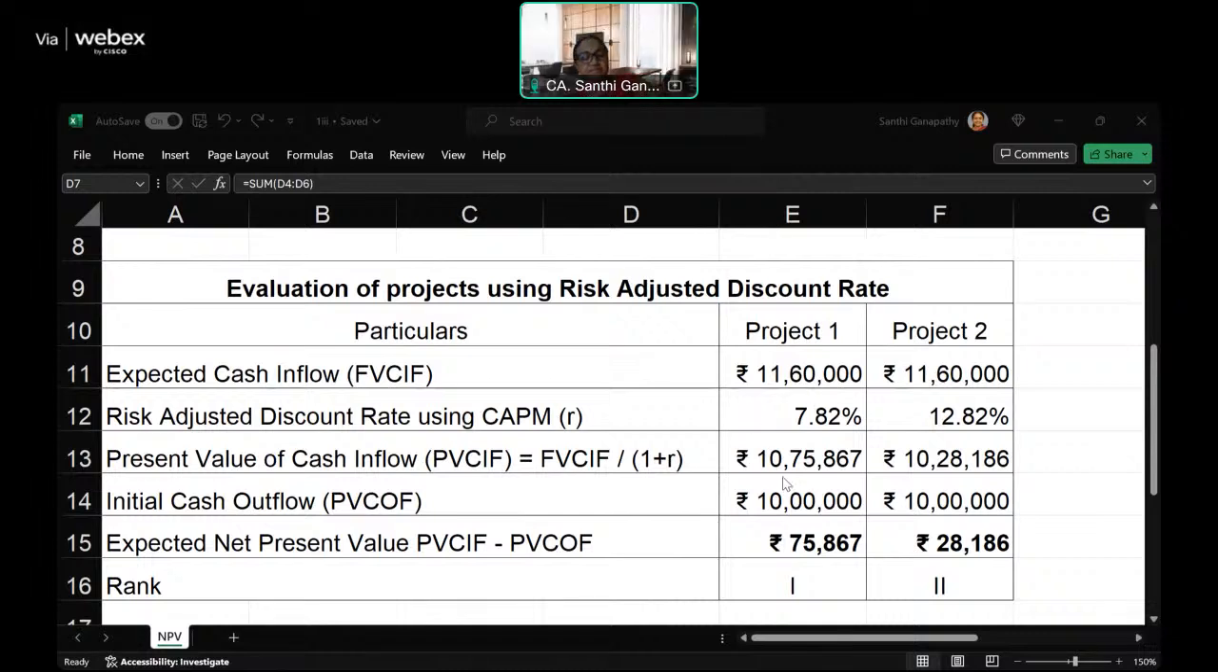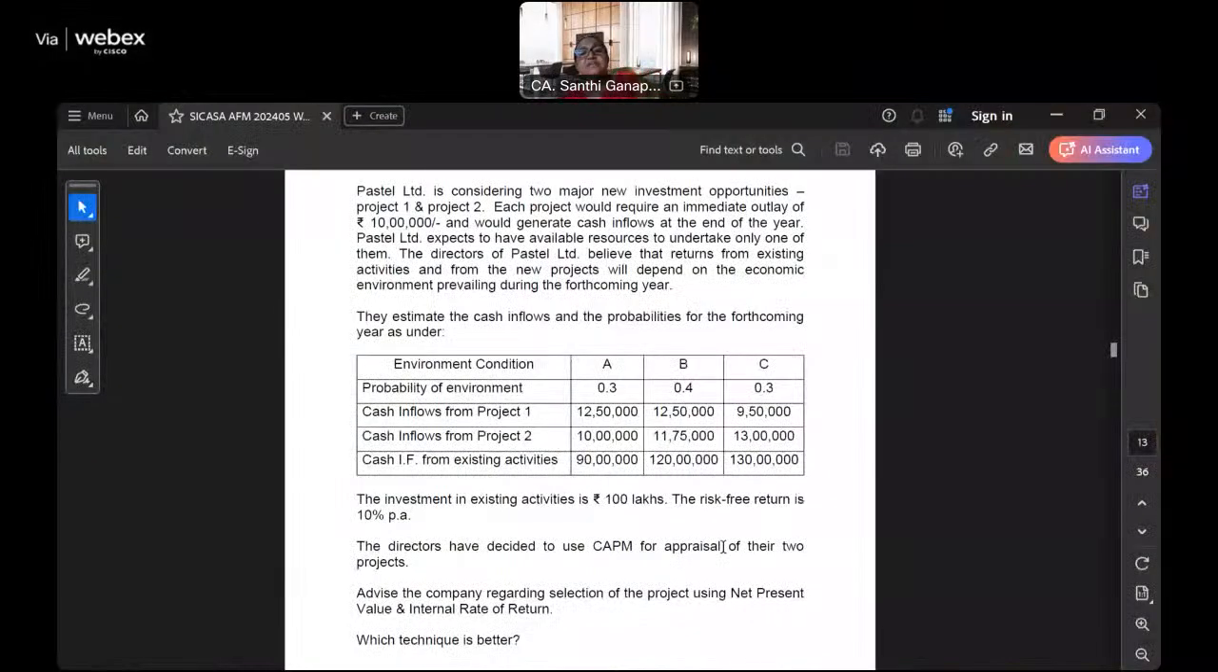So we have ranked the proposals using NPV and IRR. Now, when we go to the question, the requirement of the question is: advise the company regarding selection of the project using net present value and internal rate of return. Now, first of all, net present value and internal rate of return, will they give us the same decision advice? That is what we have to see. Will they give the same decision advice?